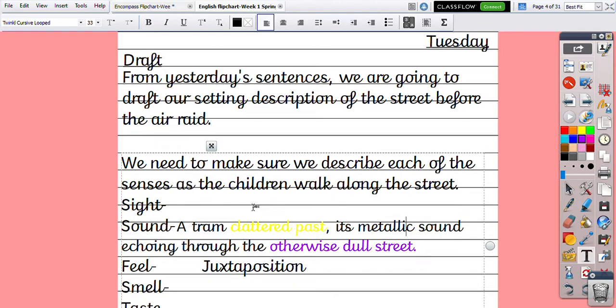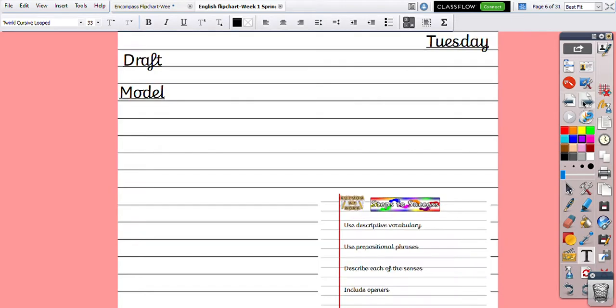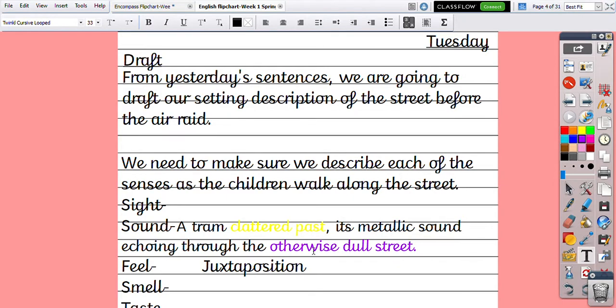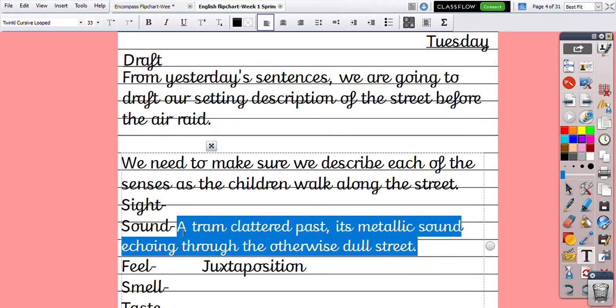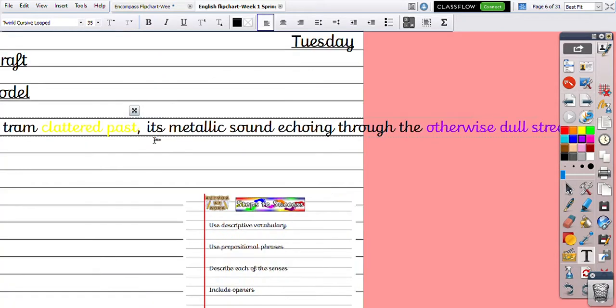I would like you to fill in the rest of the senses with some sentences or phrases. Here are your pictures that you need to use as your stimulus today. Pause the video now and have a go at filling in all of the sentences with some words, phrases or sentences. Once you have done that, you can then use some of those sentences, the best ones, to begin to draft. Remembering by the end of this week, you need to be able to write your setting description.